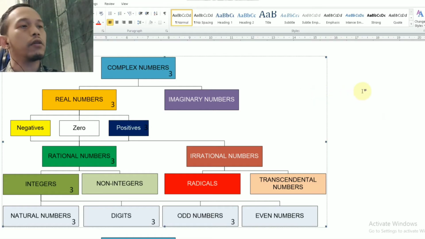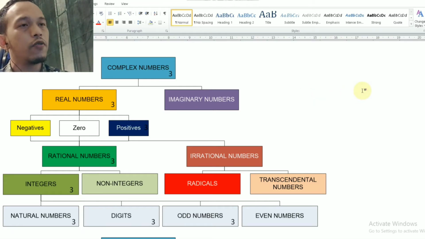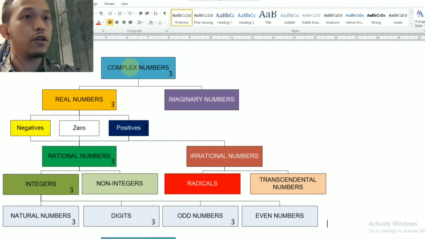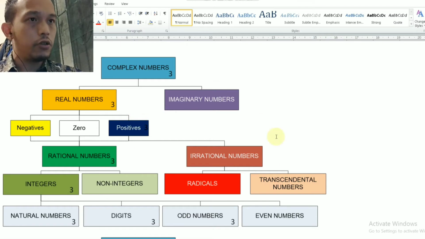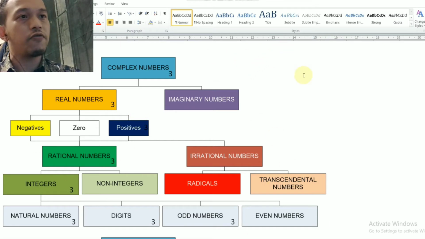So you can conclude that every number given to you must belong to the complex numbers, since the complex numbers consist of all the numbers that have been discovered so far. So this is how you use the tree diagram. You can find the complete sets of numbers that the number 3 belongs to.